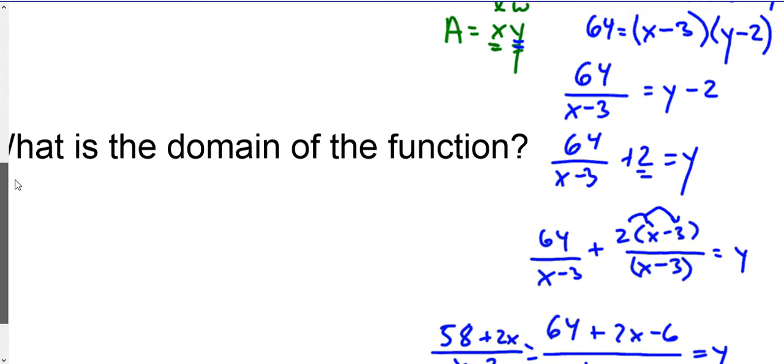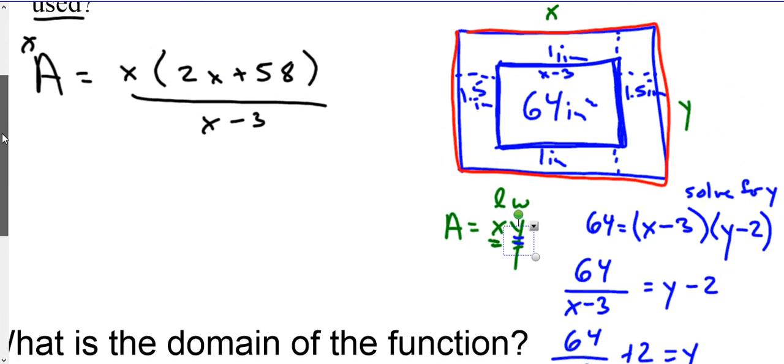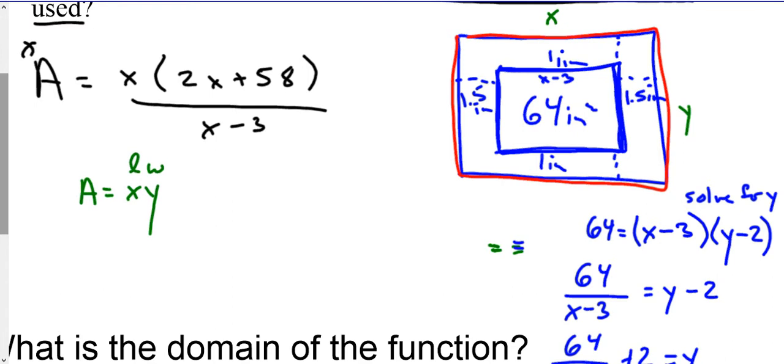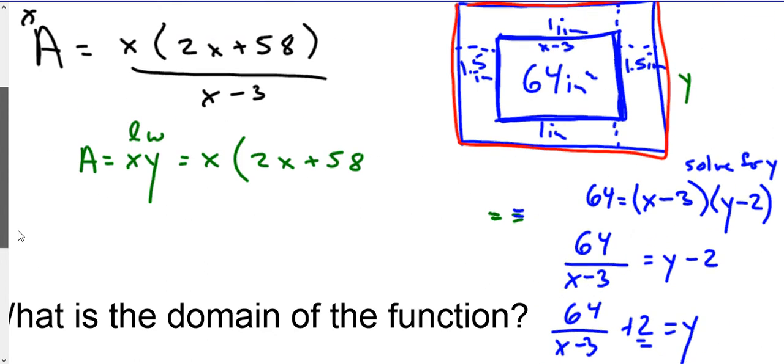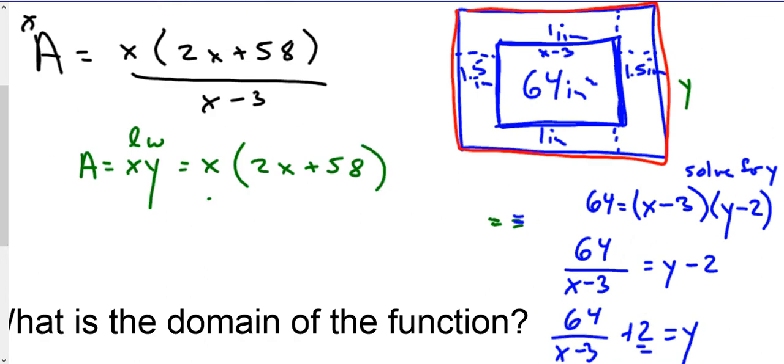We're going to take that and substitute it into here. When we do so, we have x times the quantity 2x plus 58, all over x minus 3, because we're multiplying those two together. And that's how we get this area formula.